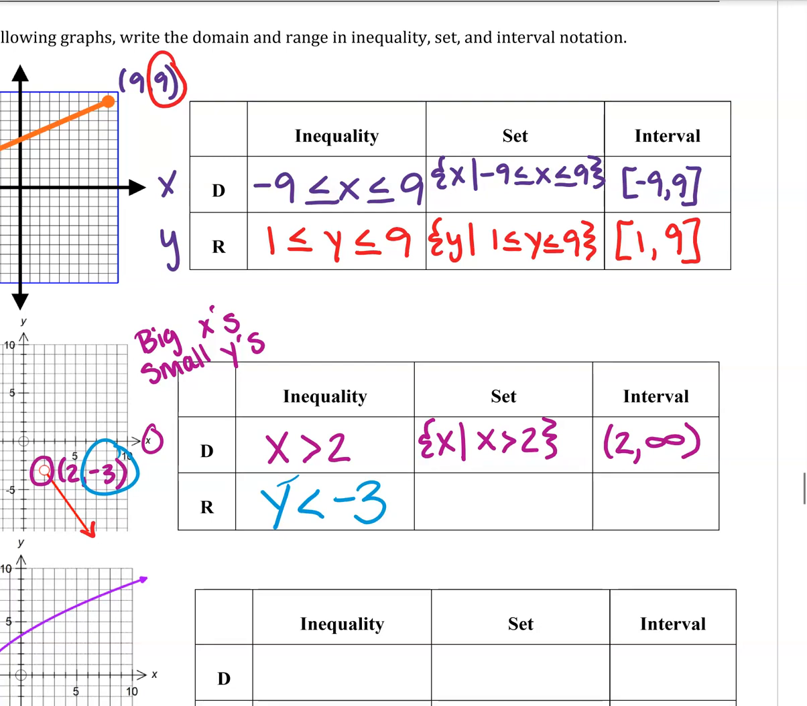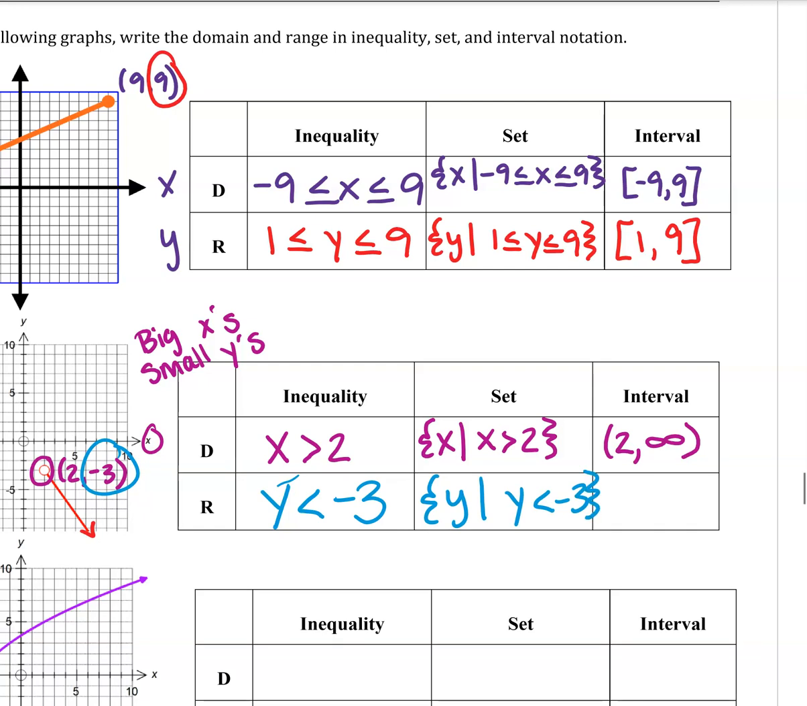Now I can hop into my set notation. So the set of, oh, that's a bad squiggly line. I know mine are bad, but that was really bad. Okay. The set of y such that y is less than -3. And close set.